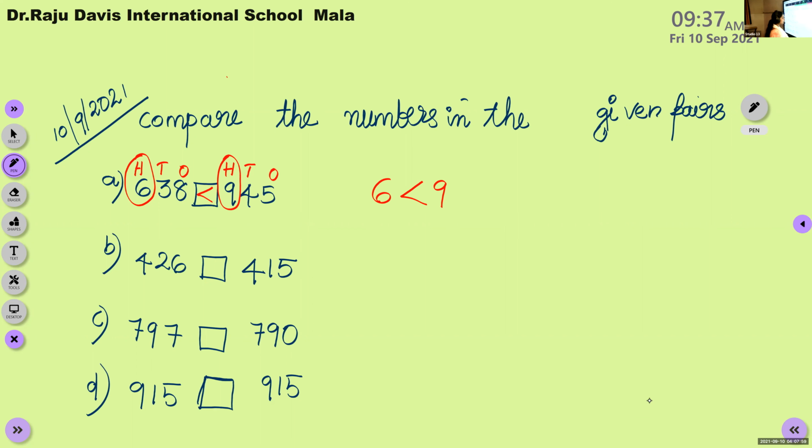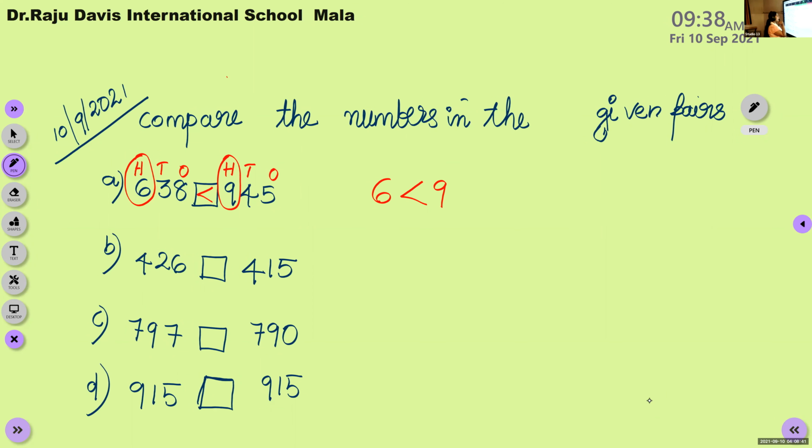Suresh, please unmute. Yes, ma'am. Question B. Compare the two numbers. 426. Please tell me the steps. So first, what do we have to do? What is the first step? We have to count the number of digits.